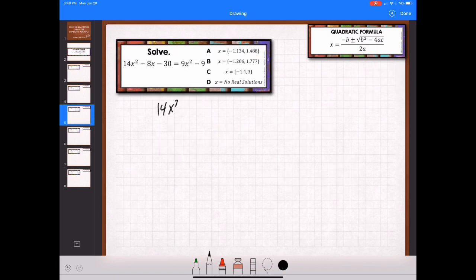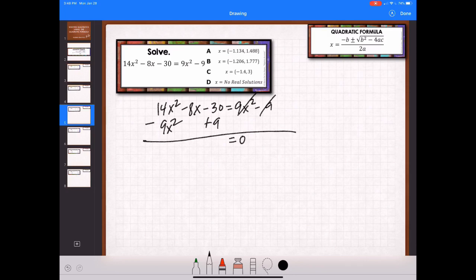All right, 14x squared minus 8x minus 30 equals 9x squared minus 9. First things first, you want to make sure it's equal to 0. So I'm going to subtract the 9x squared, and I'm going to add 9. So that gives me 5x squared minus 8x minus 21 equals 0. And then identify my ABC. A is 5, B is -8, and C is -21.